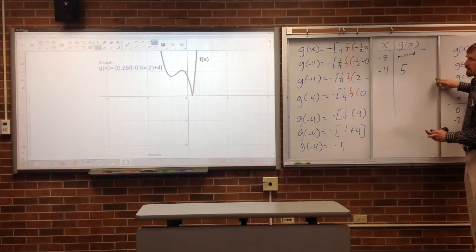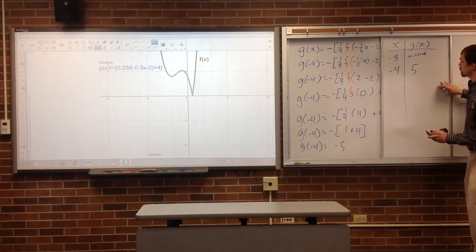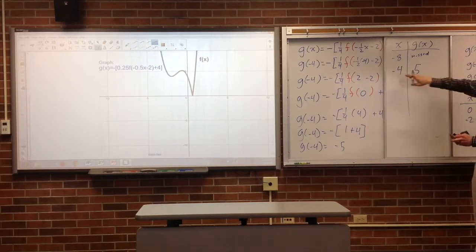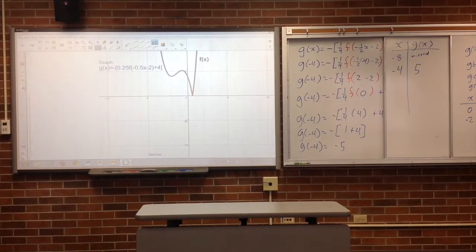The other version wasn't actually g of x. That was just a simplified version of g of x. But this really is g of x. -4 for an input gives us -5 for an output. Let's plot that on here. -5.